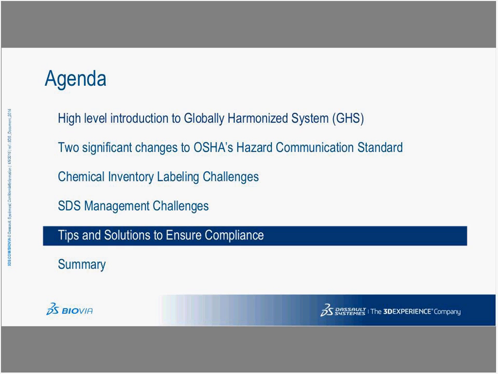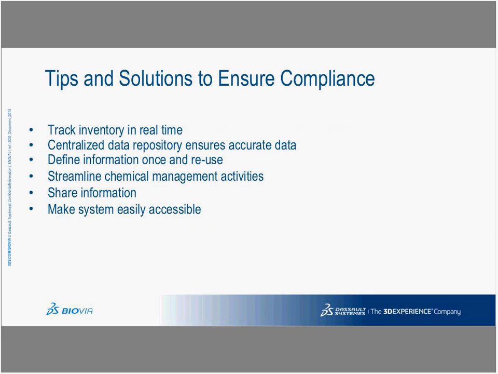which leads to how to do that. How do we do that successfully? How do we, in a clear and concise way, see what we have? Which ones are our SDSs? How are they classified? What are the labels? What are the differences between the old classifications and the new? Is there anything we need to change? Which is the tips and solutions to help ensure compliance.